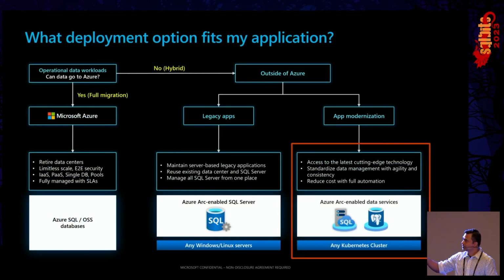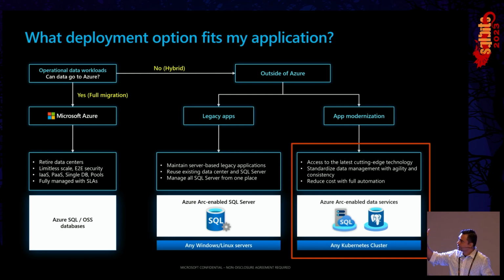So I had a similar slide yesterday where I was focused on Arc SQL Server. So in this case, again, we start from the top left. You have your workloads. If you can go to Azure, great. That's the golden path. But for the context of this discussion, you're not in Azure. You're outside of Azure, right? Either on-prem or in a different cloud.